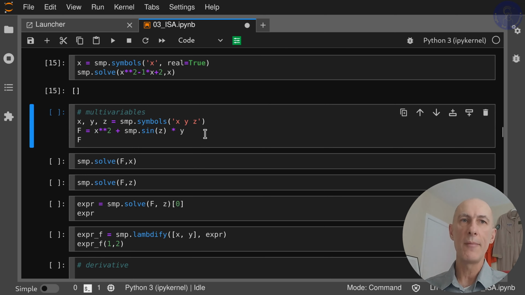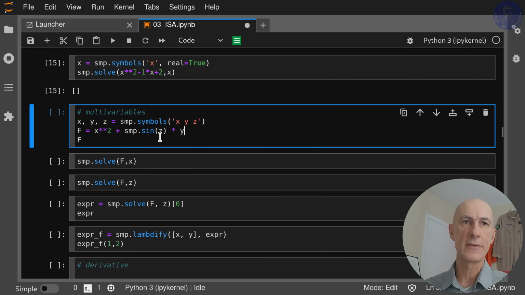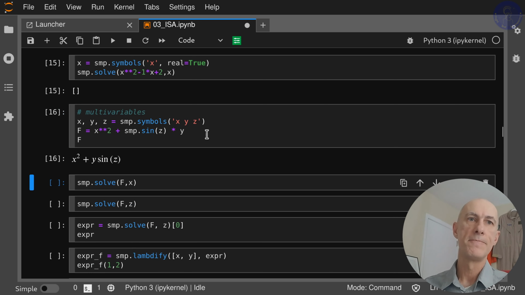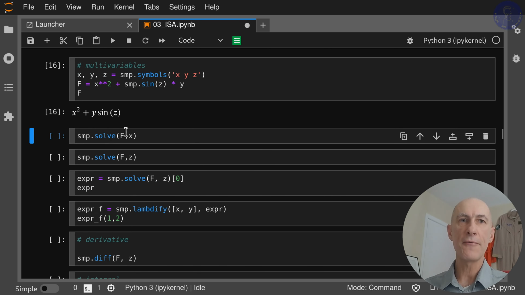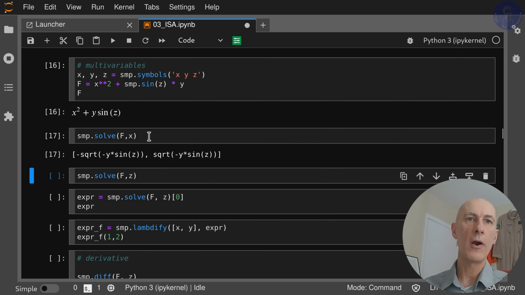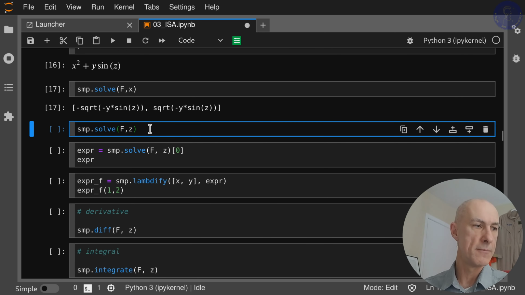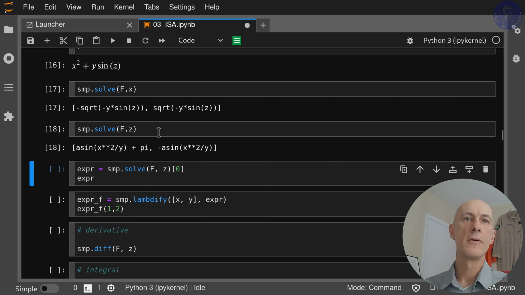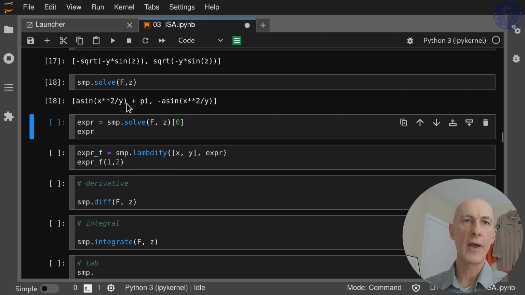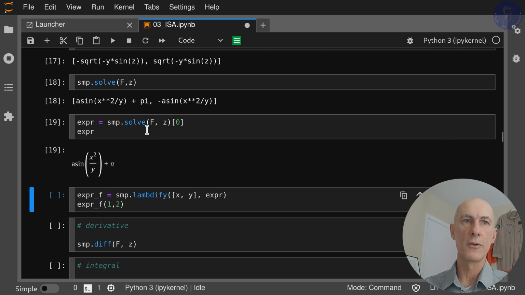And on a multivariable expression like this, we can define f equals something that depends on x, z, and y. We can solve f for x, or we can solve f for z. If we grab the first solution for z here, that's why we have two solutions, and by explicitly saying that we want index 0 here from our list, we get the first solution.